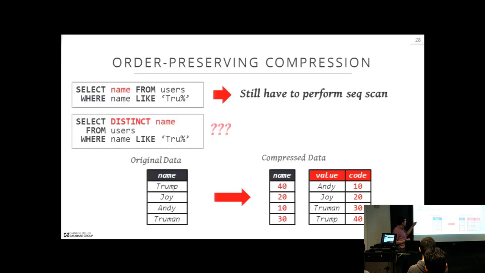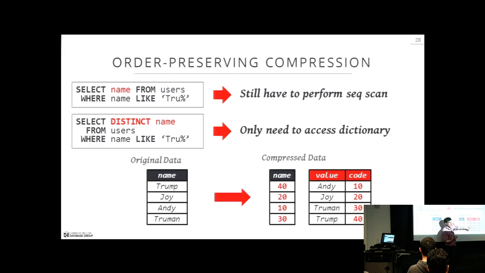Related to this, now I have select distinct name, right? Can I just do this in the dictionary? Yes, we only have to access this because we only care about the existence of the value, not how many there are. Yes? You assume there are never deletes, or that if you have a delete, it's also removed from the dictionary. So the question is, are we assuming that there are no deletes, or that if we have deletes, they're reflected in the dictionary? The answer is yes.